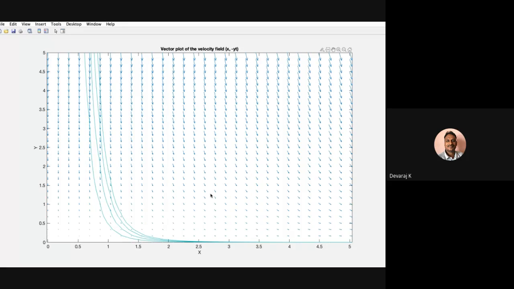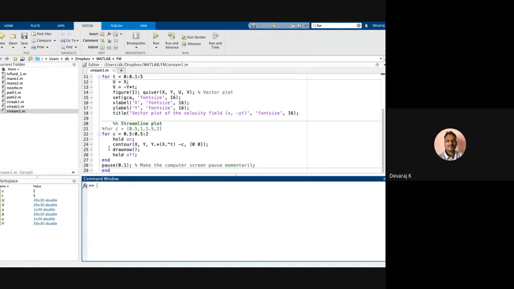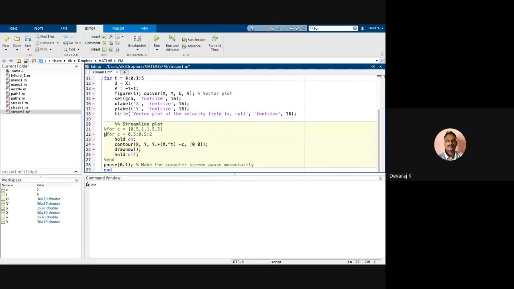Fine. Now once I have that, I am going to the streamline plot. For the streamline, I have taken the contour. Look at this particular contour, where I have an equation y x t minus c. Now, instead of that, I have gone to the for loop. So I will comment this for loop and put it as 1.